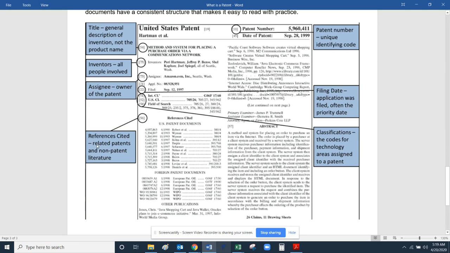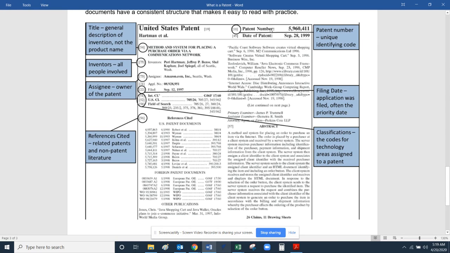References cited are the related patents and non-patent literature. These are all the references. It's very unlikely that you'll ever get a patent for something that is completely brand new, that has no other prior reference or prior art. So you're going to list your references of what you examined and what are the things that might build into your patent.